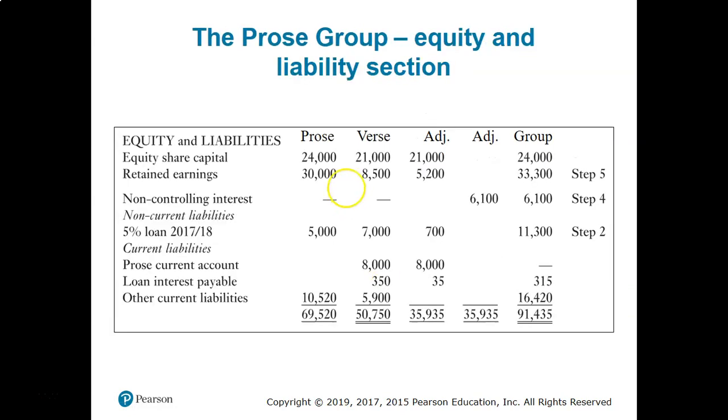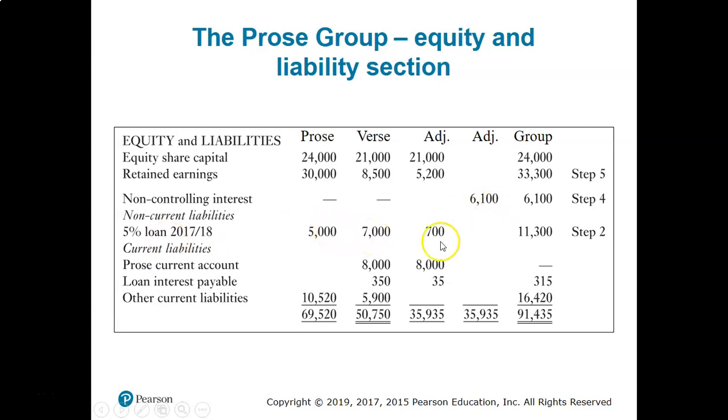In the case of liabilities, as we know, we should consider the parent figure for the group. Retained earnings, we need to adjust, considering the earnings during the period. So this is what we need to add with the Verse, how much has been increased in the parent account. And non-controlling interest is 6,100, which we need to calculate based on the percentage.